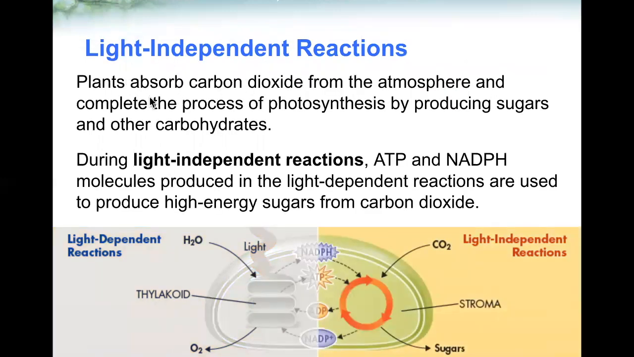The light-independent reactions are where plants absorb carbon dioxide from the atmosphere and complete the process of photosynthesis by producing sugars and other carbohydrates. So they'll pull in carbon dioxide, use that NADPH and the ATP. In the stroma, they will combine that to make a sugar and then also release ADP and NADP plus. So during the light independent reactions, ATP and NADPH molecules produced in the light dependent reactions are used to produce high energy sugars from the carbon dioxide.